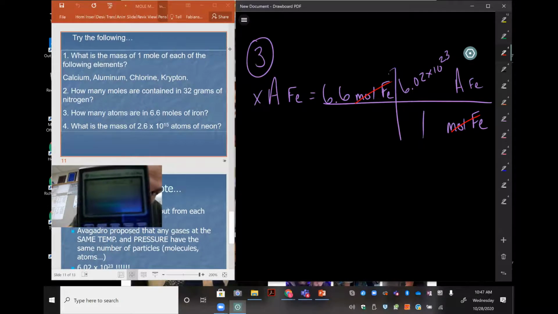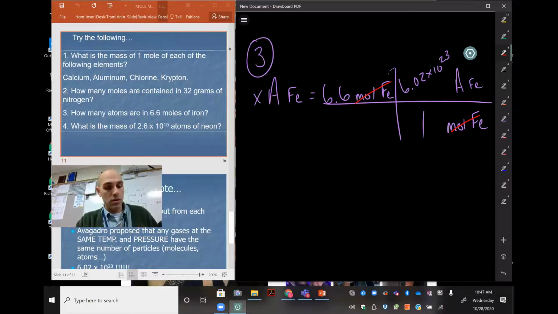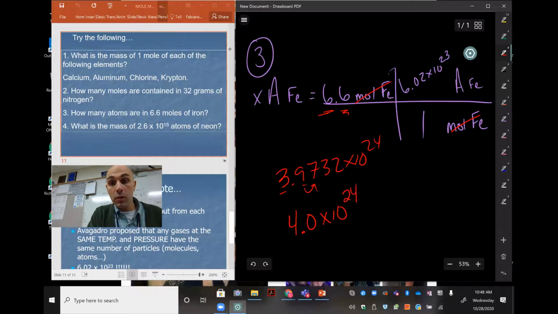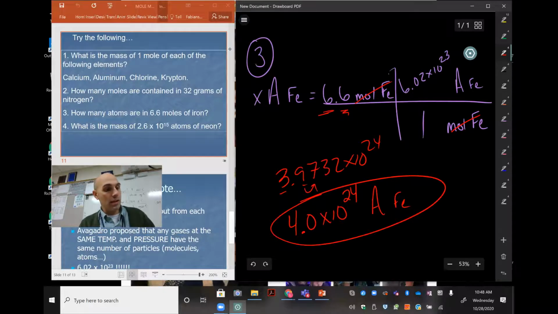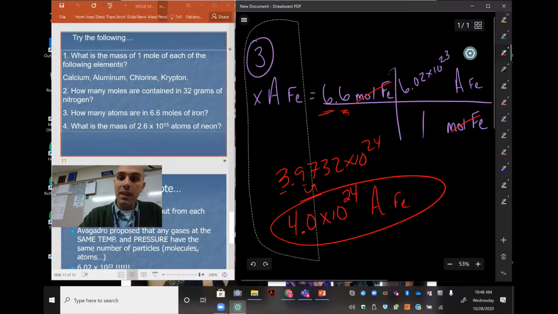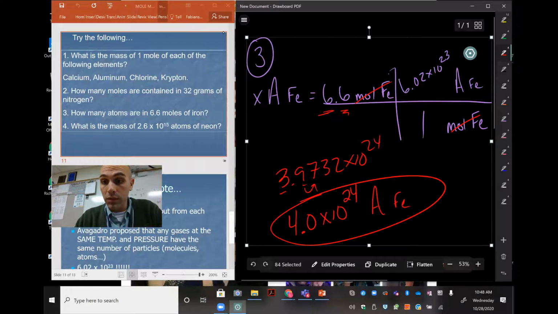Okay, so there we go. Hopefully that's pretty clear for you. 6.6 times 6.02 e to the 23rd. We get, and with 2 sig figs, it's actually 3.9732 times 10 to the 24th. However, we're going to round to 4.0 times 10 to the 24th, and those are atoms of iron. Okay, good job. So let's continue to move on. We're going to finish up this last one, and then we're going to do 2 more PowerPoint slides, and that is it for today's notes.